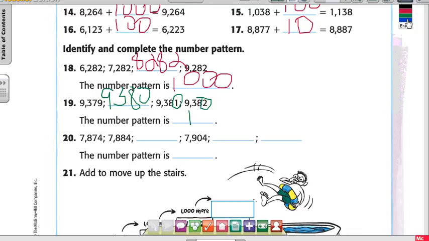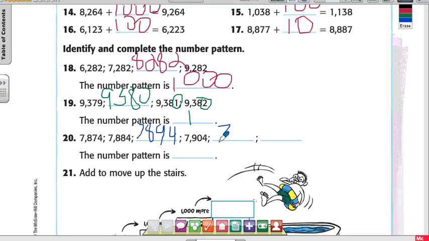Yeah, then the tens are changing, so I have 7,874, 7,884. What would be the next one? 7,894. And then I add 1 to 9. 9 plus 1 is 10. I put the 0 down. Then I carry the 1, and 1 plus 8 is 9. That's how I got that. So now I have 7,904. What would be the next one? I'm only adding 1 to the tens place.